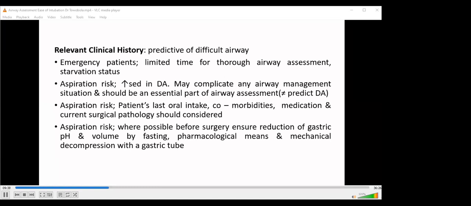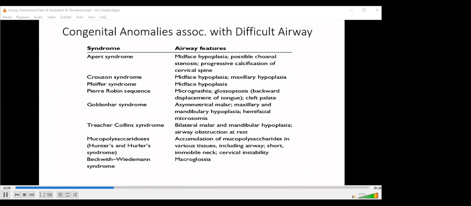The patient's last oral intake, comorbidities, medication and current pathology that may lead to increased risk of aspiration should be considered. Where possible before surgery, ensure reduction of gastric pH and volume by fasting, pharmacological means, and mechanical decompression with the gastric tube. Other congenital anomalies associated with difficult airway are shown in this table.